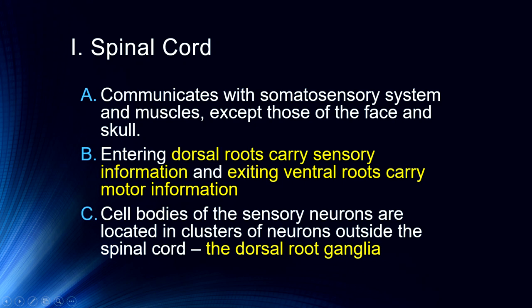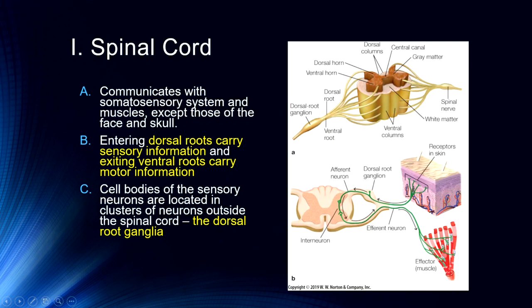The cell bodies of the sensory neurons are actually located in clusters of neurons outside the spinal cord. We often refer to these as the dorsal root ganglia. And that's where that sensory information is being processed by those cell bodies. So you can see the spinal cord here. We have the dorsal columns, the dorsal horn, the ventral horn. There is gray matter here inside the spinal cord itself. These are interneurons that actually communicate directly between the senses and the motor system for reflex arcs.